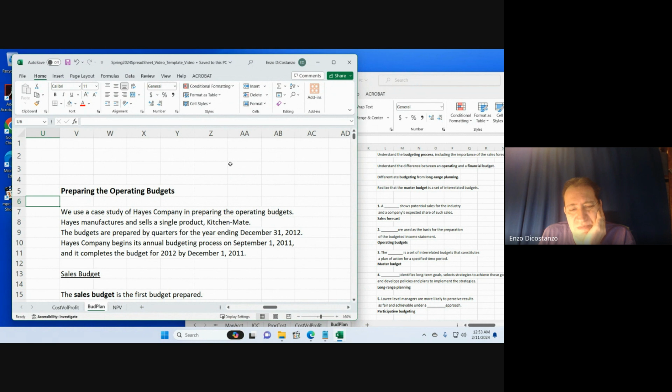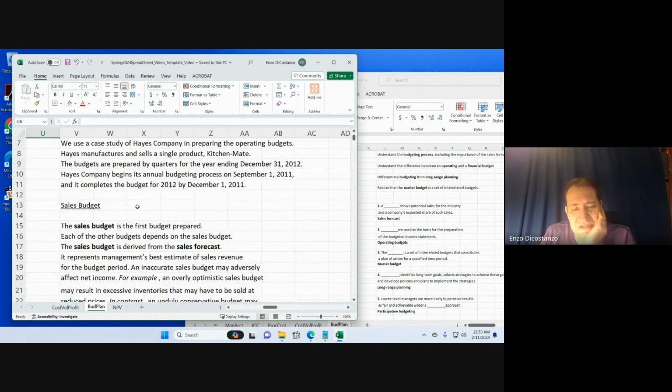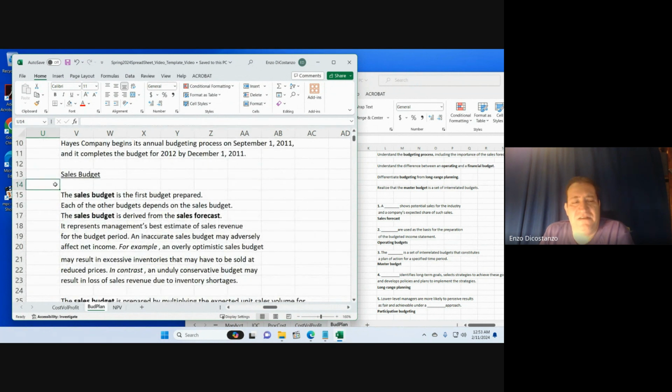So they start the budgeting process on September 1st, 2011, and they want to complete the budget for 2012 by the 1st of December, with a month to go. They're going to care about sales forecasts. A lot of the other budgets depend on sales forecasts.